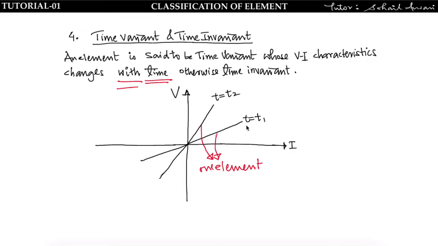At t is equal to t1, I am getting the VI characteristics like this, but after some time, at t is equal to t2, I am getting the VI characteristics like this, which means the slope is changing. Initially the slope is tan theta 1, and after some time the slope is tan theta 2, which means the VI characteristics are changing, so this is time variant. Got it?